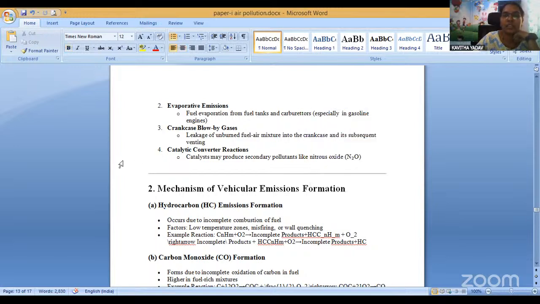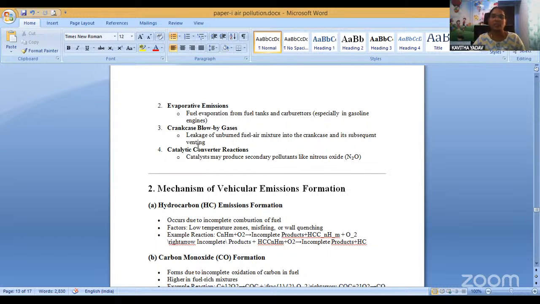In gasoline engines, crankcase blow-by gases are a leakage of unburned fuel-air mixture into the crankcase, followed by venting. The catalytic converter reactions may produce secondary pollutants like nitrogen oxides.